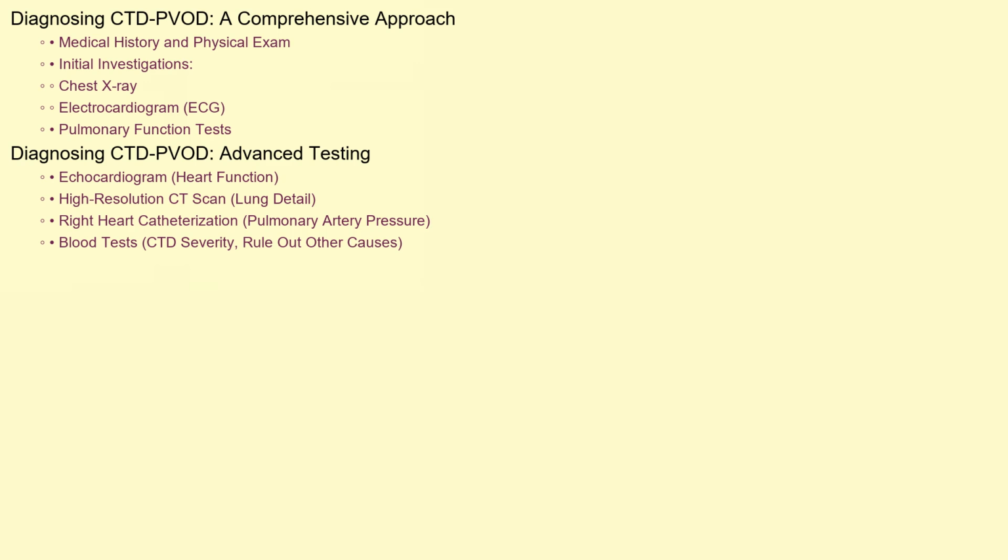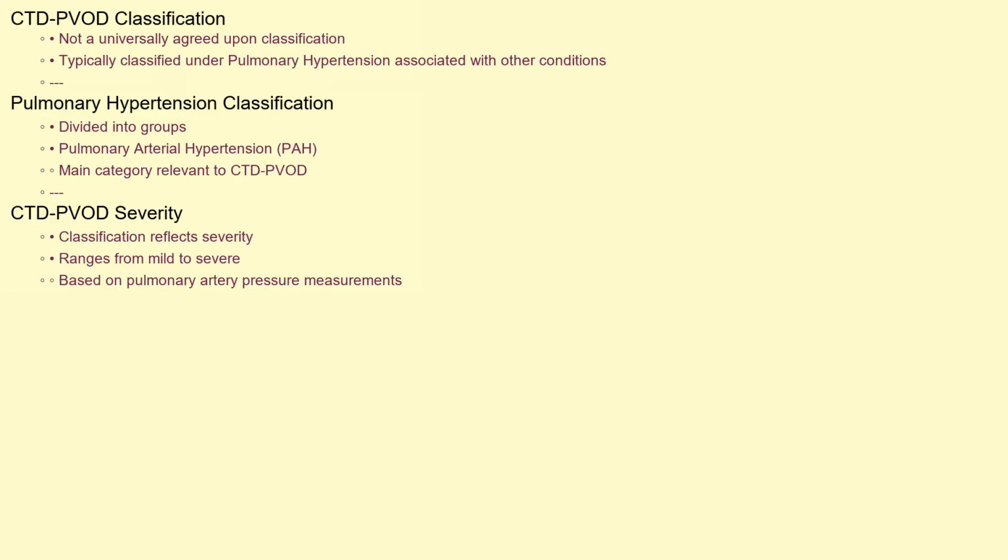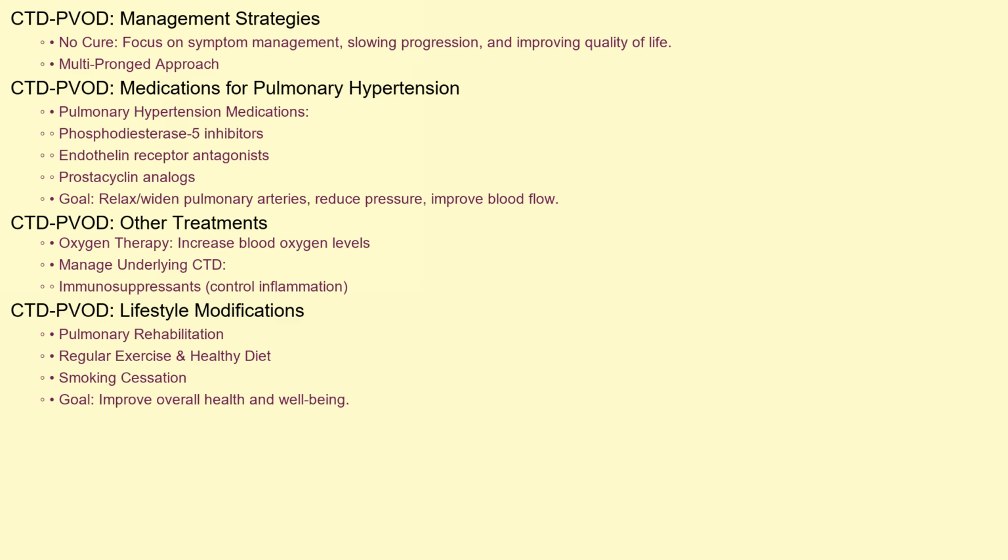Blood tests may also be ordered to assess the severity of the connective tissue disease and rule out other potential causes of pulmonary hypertension. While there isn't a universally agreed upon classification system specifically for CTD-POD, it is usually classified under pulmonary hypertension associated with other conditions. Pulmonary hypertension itself is divided into groups, with pulmonary arterial hypertension (PAH) being the main category relevant to CTD-POD. The classification also reflects the severity of the pulmonary hypertension, ranging from mild to severe, based on pulmonary artery pressure measurements. Unfortunately, there is currently no cure for CTD-POD.